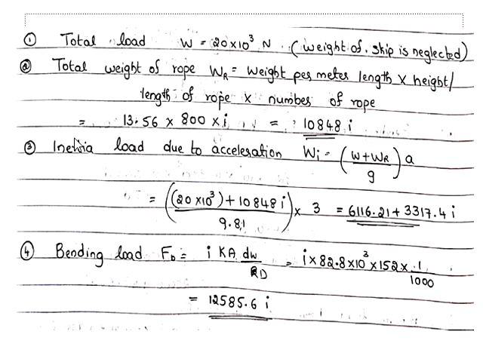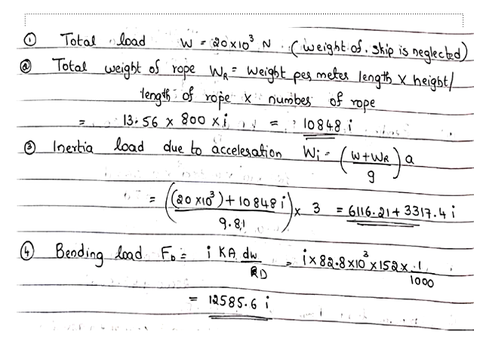Step number 1, calculate total load. Here bucket weight is not given in the question, so you can neglect that. So total weight to be lifted is 20 into 10 raised to 3 Newton. Then calculate the weight of rope. Weight of rope is given by the equation weight per meter length into length of the rope into number of ropes.